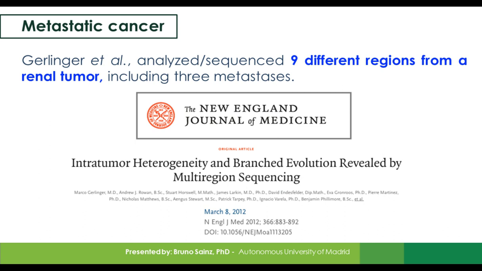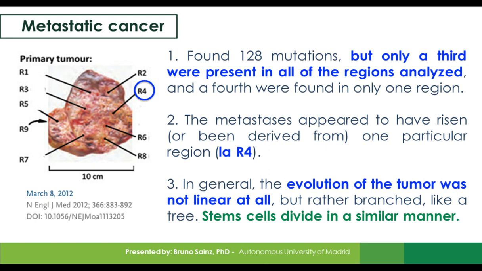Now, I think this point was best exemplified by a study published in 2012 in the New England Journal of Medicine by Gerlinger et al., in which the authors analyzed and sequenced 9 different regions from a renal tumor, including also 3 metastases. Now, this was a very important study because they found that the tumor itself contained about 128 mutations, but only a third were present in all the regions analyzed. And interestingly, a fourth were found in only one single region. The metastasis appear to have arisen or been derived from only one particular region, which is noted here in blue, region number 4.